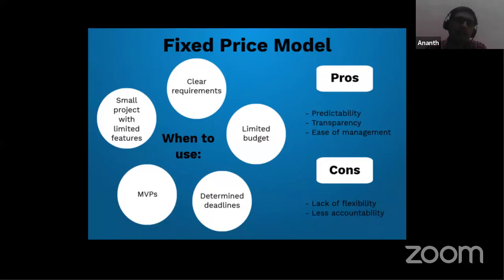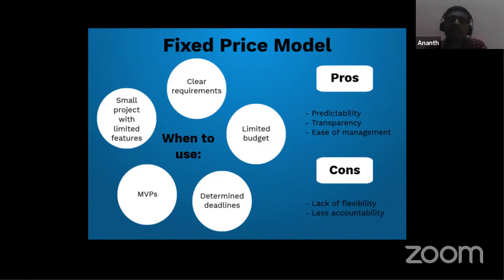And minimum value product, that is called MVP. In the fixed price model, in ERP, a lot of modules will be there. So you will implement something which delivers minimum value and which is required to run your minimum business. That much only you will implement. So the fixed price model is primarily used for MVP, when the minimum value things are to be implemented, or you have limited budget, or timelines are very tight.